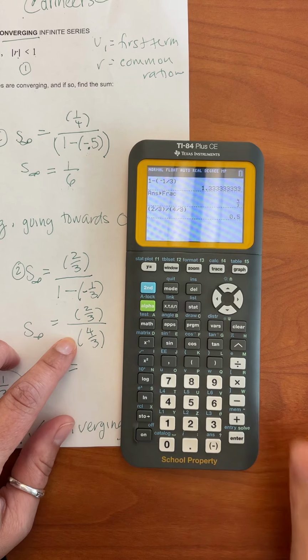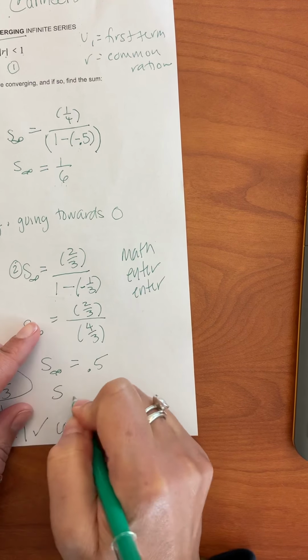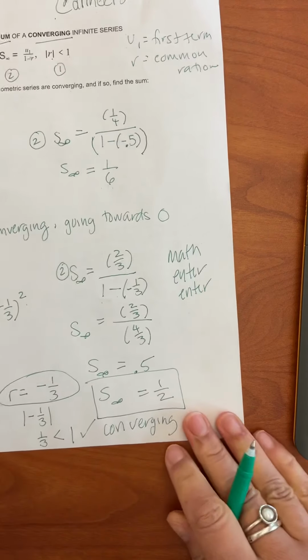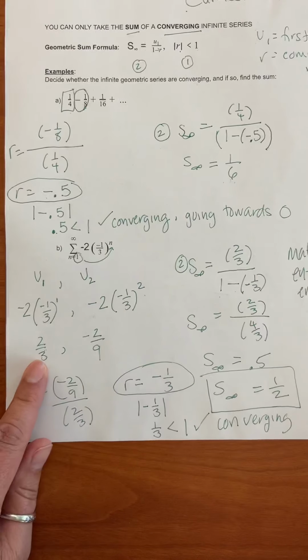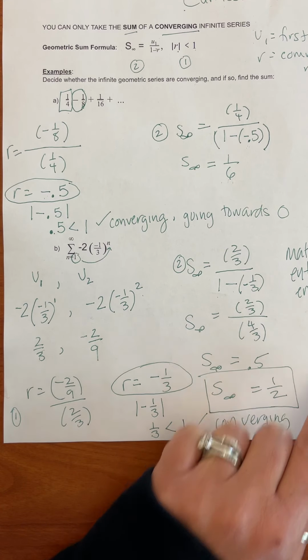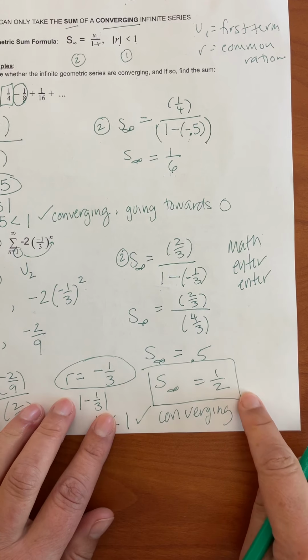2/3 divided by 4/3 gives 0.5, and we know that 0.5 is going to be 1/2. So we found our sum. So if we started at 2/3 all the way over here, and we added them all up all the way to 0, because it's converging to 0, we would get a sum of 1/2.